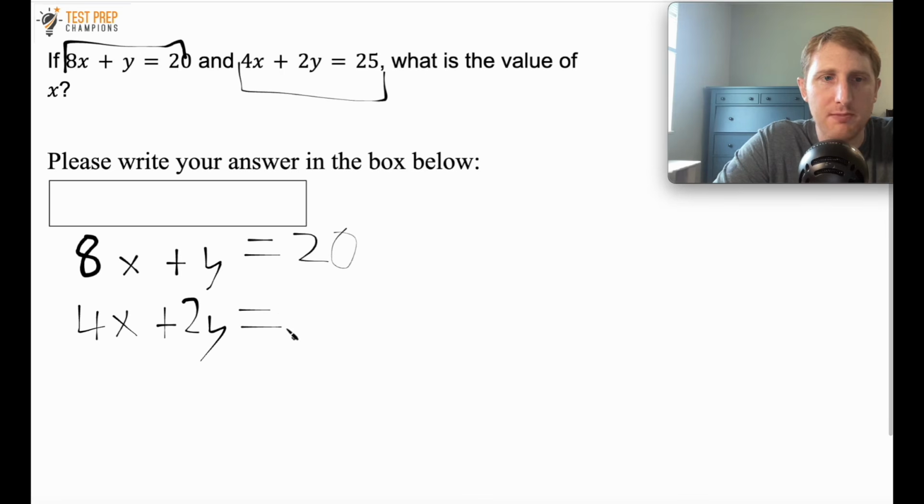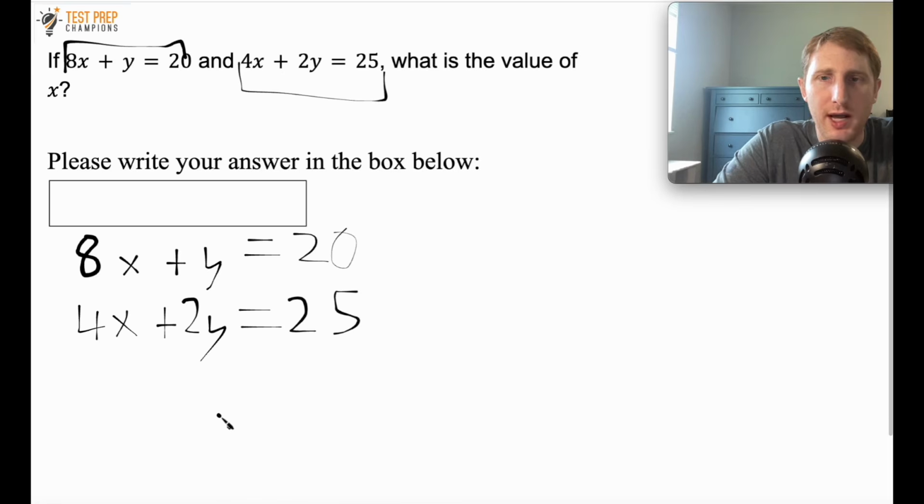So again, the first step here is I just took the equations and rewrote them so that one is stacked on top of the other. Now, when I do this, I just want to make sure that I've got the x's lined up and the y's lined up. So I wouldn't want to do something like this, 8x over 2y. I want to set it up so that I've got 8x over 4x and y over 2y, just like this.